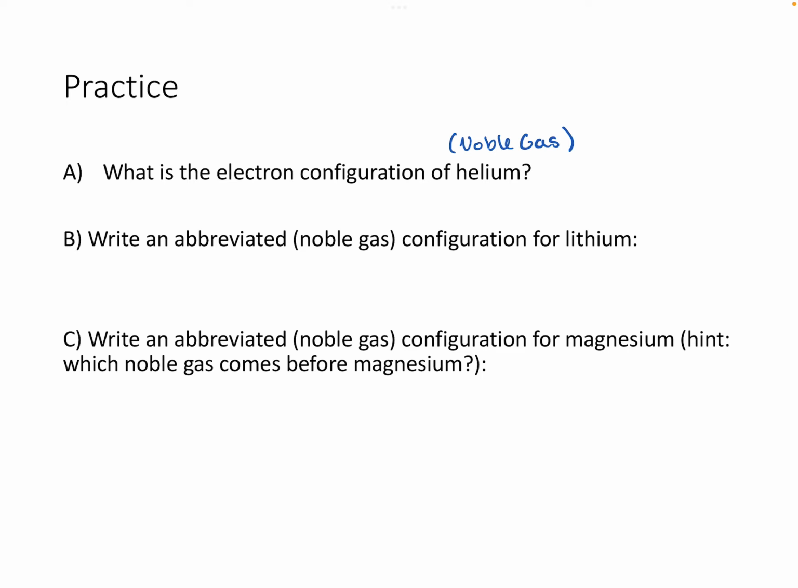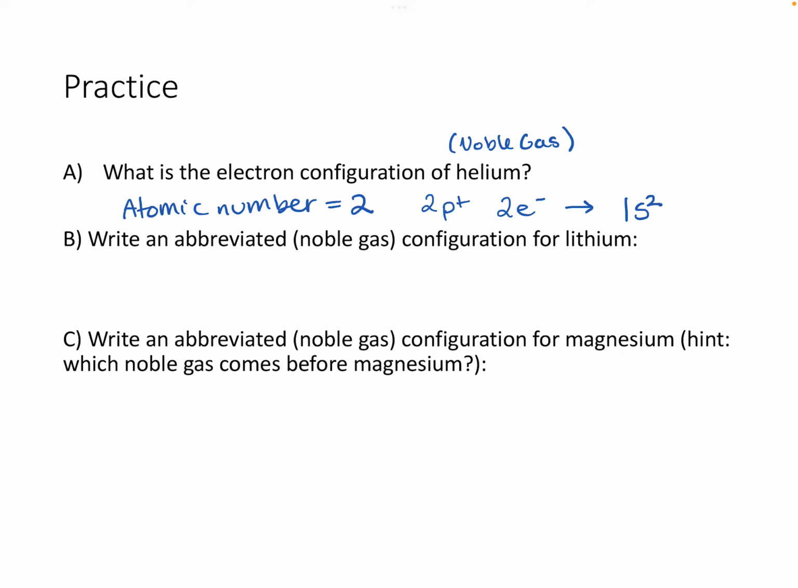Okay, so how many electrons does helium have? Well, its atomic number is 2. So that means it has 2 protons, and if it's electrically neutral, it has 2 electrons. So the electron configuration would just be 1s2. So it only has 2 electrons, so those will both go in the lowest energy shell, the 1s shell.